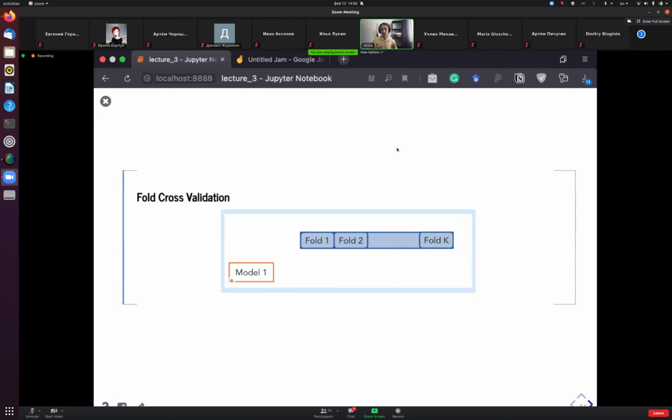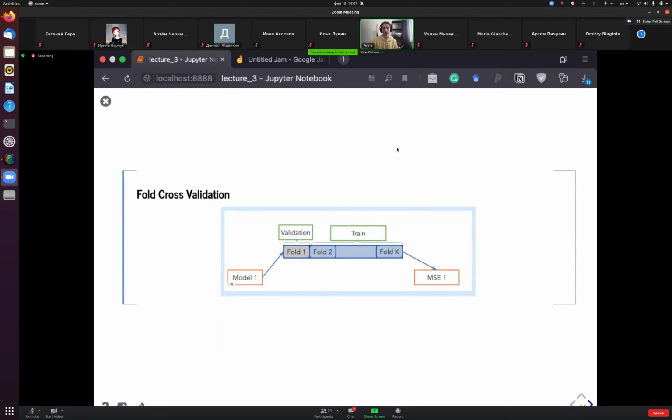So what happens in k-fold cross-validation? We take our data set and we split it into k parts, and usually they are called folds. The first fold, the second fold, and so on. That's just k parts of the data set of the same size. And we start to use each part of the data set as the validation one by one.